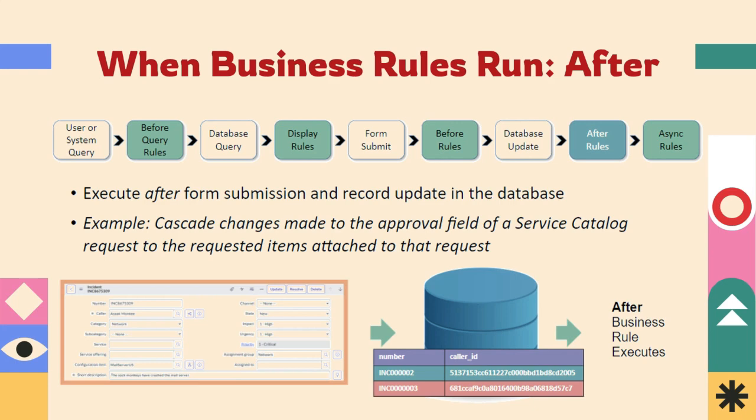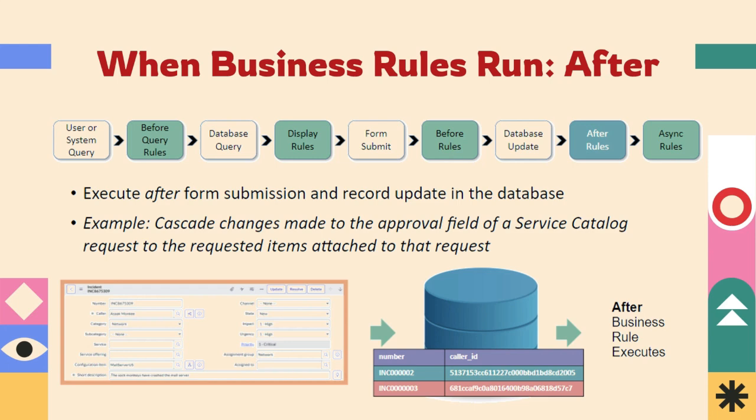So let's see how after business rule runs. It executes after form submission and when the record is updated in the database. For example, we can cascade changes made to the approval field of a service catalog request to the requested items attached to that request. Whatever changes are made to the request approval field will be applied to the relevant requested items. So this executes under after business rule.